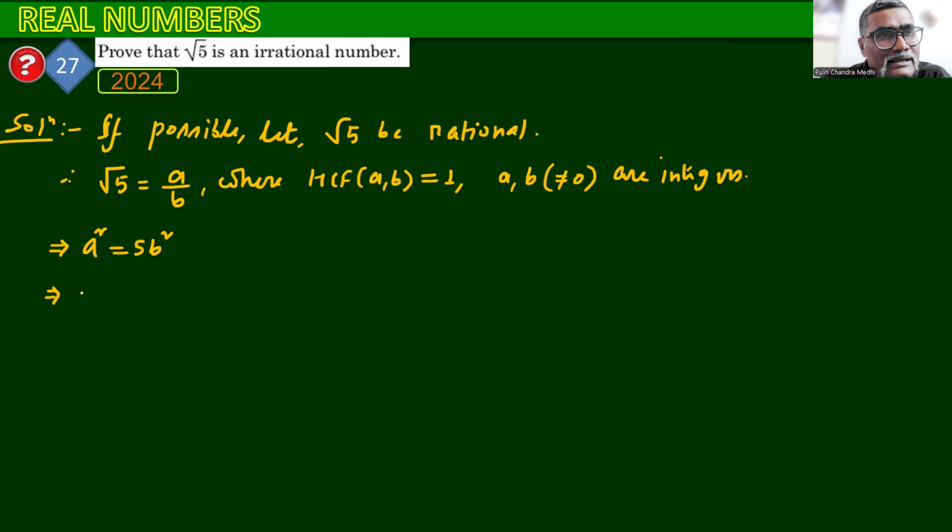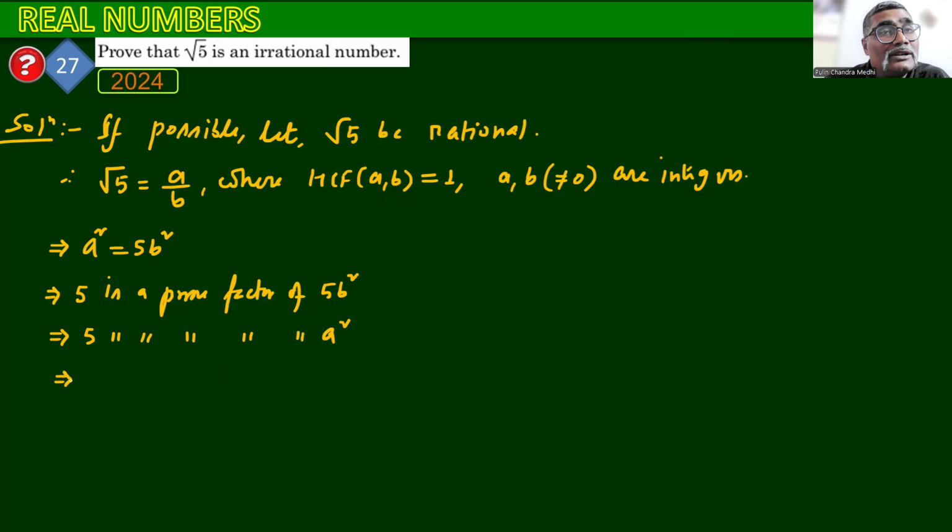Now from here I can say that 5 is a prime factor of 5B square. That itself will tell you that 5 is a prime factor of 5B square, which means A square. Now you can bring that theorem. So 5 is a prime factor of A as well.